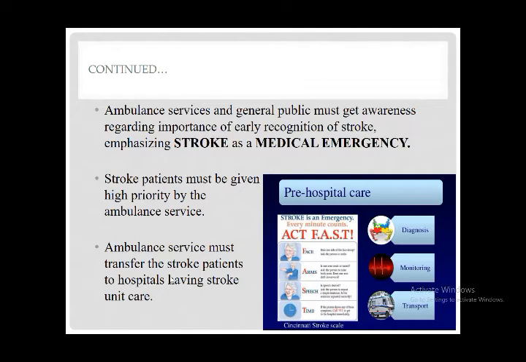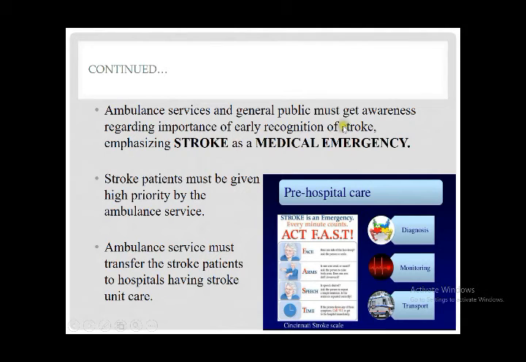So this is for the common people and the people in ambulance services, that they should be aware of these important signs. In a stroke, every minute counts. So stroke is an emergency.